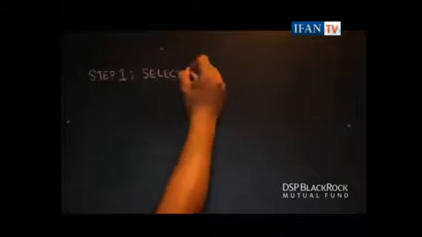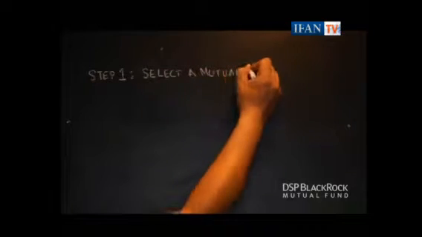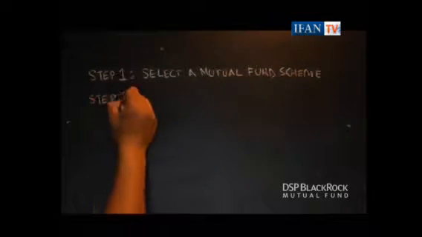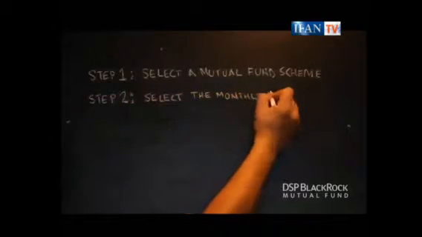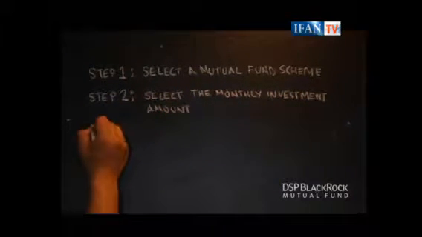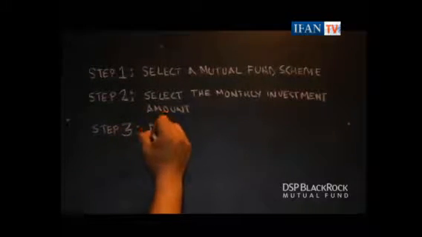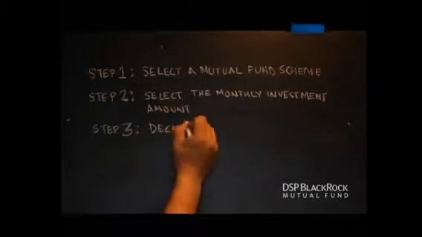Step 1. Select a mutual fund scheme of your choice from the basket of equity schemes available with DSP BlackRock Mutual Fund. Step 2. Select the monthly investment amount. Step 3. Decide the investment period. That is to say, for how long do you wish to invest on a regular basis?